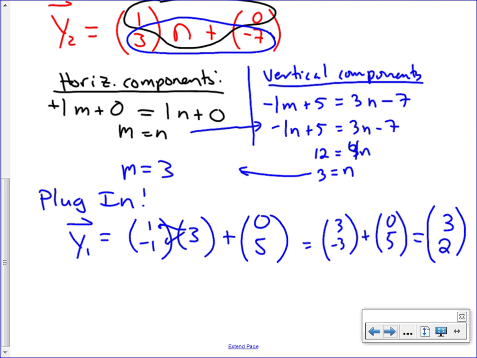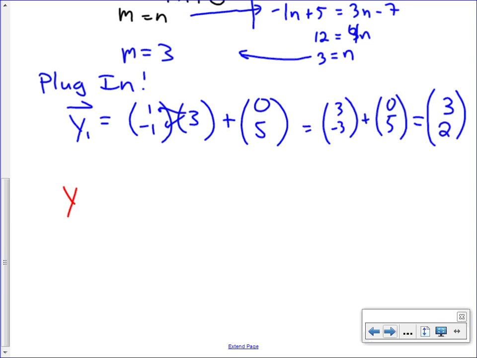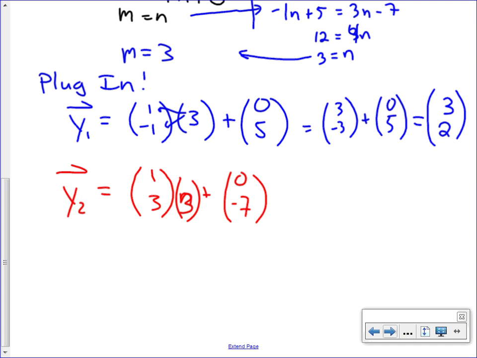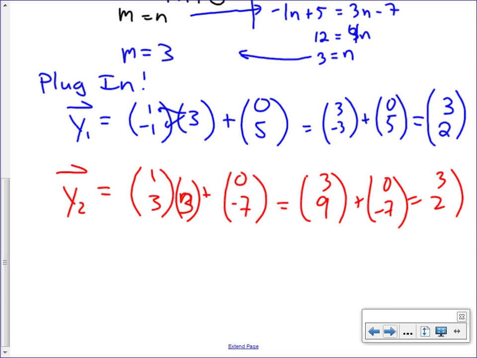Then you plug in the n for the second part. So y2 is equal to n plus 0, negative 7. Sorry, n was 3, right? So 3 and 9, is it the same? Gives you 3, 2. Guess what? That's it. So your point of intersection vector is 3, 2.